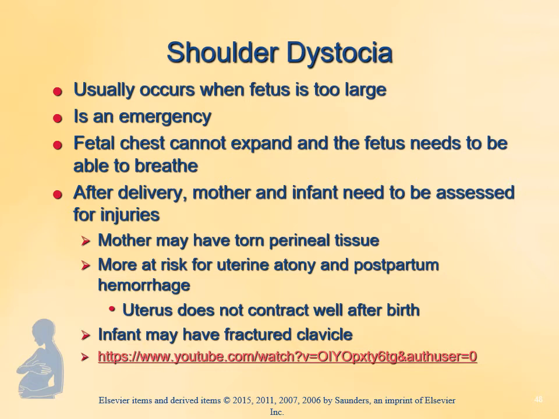The provider can do an episiotomy to help create more room so that they can usually get their hands in there to help the baby either rotate or pull an arm out to make more room so that that baby can come under the symphysis pubis.